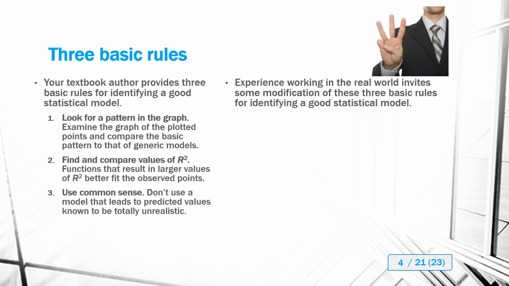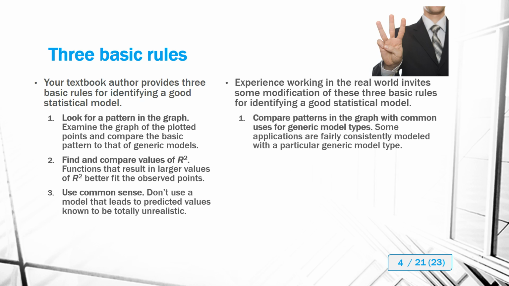Now, experience that I've gained working in the real world really suggests that, yes, these are good rules, but we need to make some slight modifications to each one of these when it comes to identifying a good statistical model. So first, yes, you want to compare patterns in the graph with common uses for generic model types. There are some applications that are fairly consistently modeled with a particular generic model type. For example, radioactive decay is very often modeled with an exponential function because the way half-life works follows the basic pattern of the exponential function.